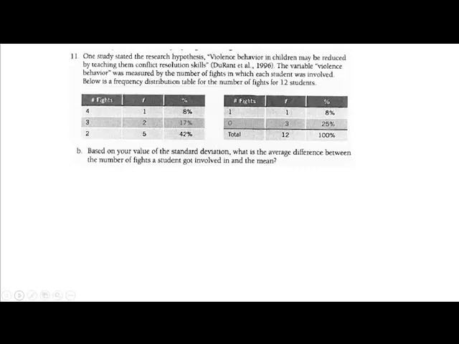So what do we have here? Do we have the number of fights? Is that the independent variable or the dependent variable? Well, the theory is that this outcome of violent behavior, we want to reduce that by giving them conflict resolution skills. So increasing conflict resolution skills should decrease the number of fights. Our independent variable is the skills. Our dependent variable is the number of fights.